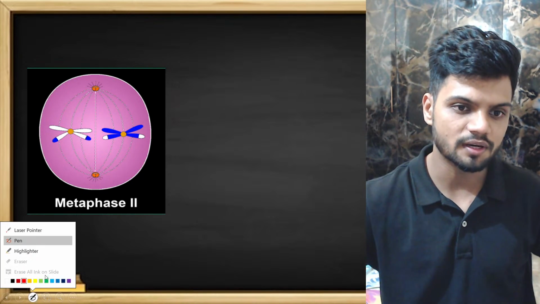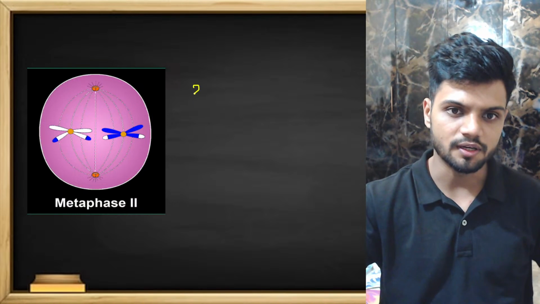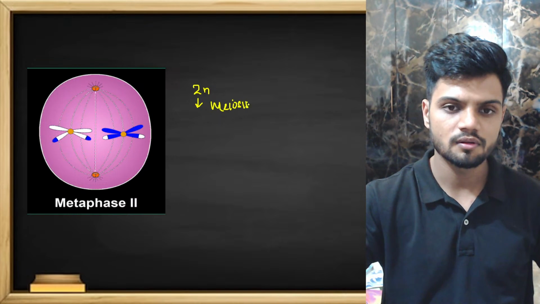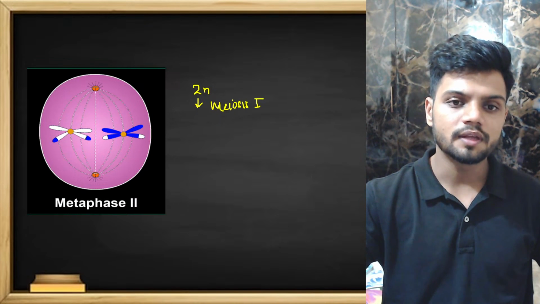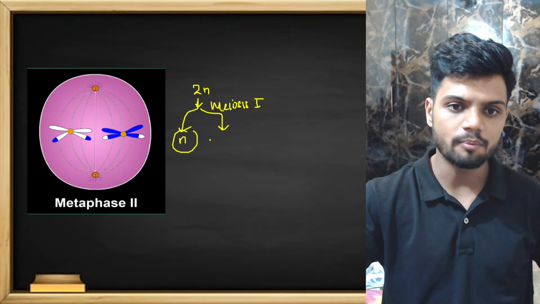So what did we learn, students, right now? We learned that we have first a diploid cell which undergoes something called meiosis 1. In meiosis 1 we have 2 haploid cells.